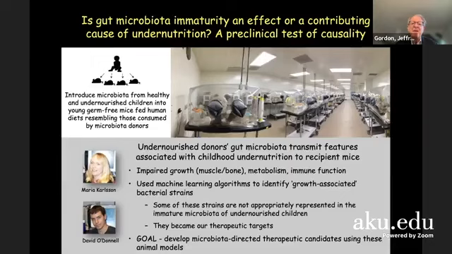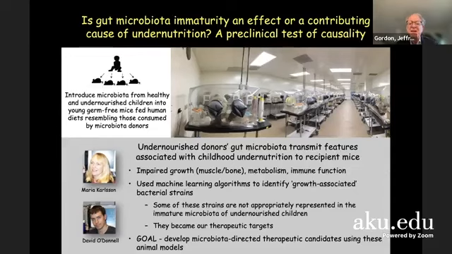All animals from all groups were fed the same diet, a diet representative of the population that we were studying. And what was found in this test of causality is that microbial communities from children with growth faltering transmitted to recipient gnotobiotic animals many of the features of undernutrition, which is impaired weight gain, perturbations in bone biology, perturbations in metabolism in a number of tissues, and altered immune function.